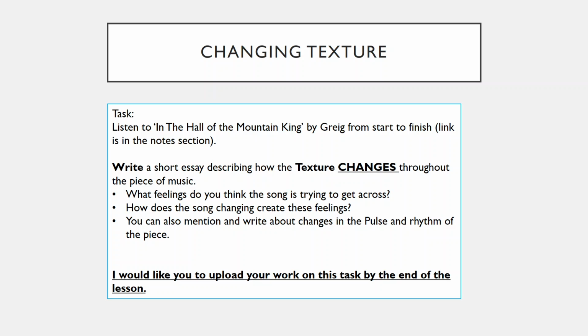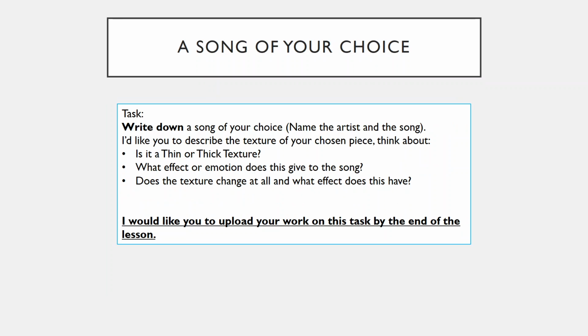And then lastly, carrying on from last lesson, can you also try and write about pulse and rhythm? How does the song change the pulse and the rhythm to create any sort of feelings as well? So please write about the changes that you hear in texture and maybe rhythm, and then write about the effects that these changes create. Once you have done that, take your time with it, then move on to your last task.